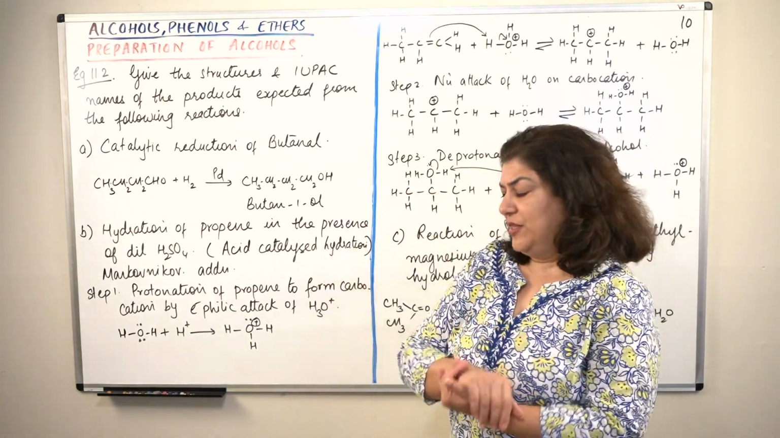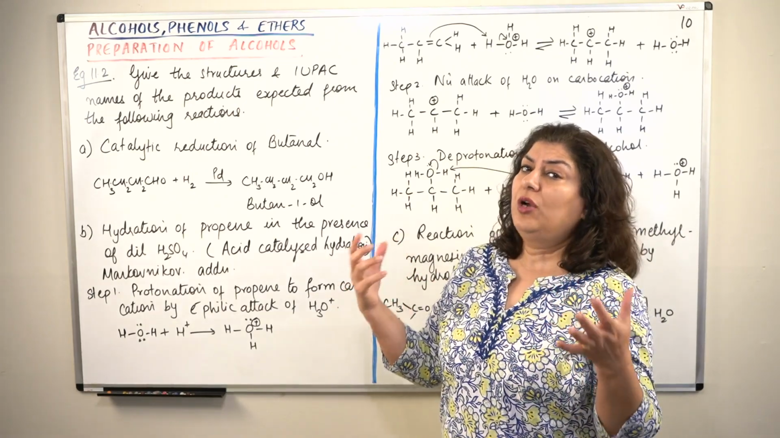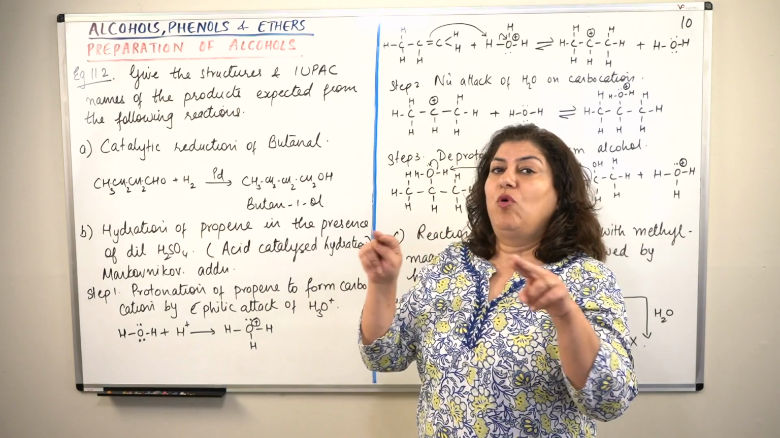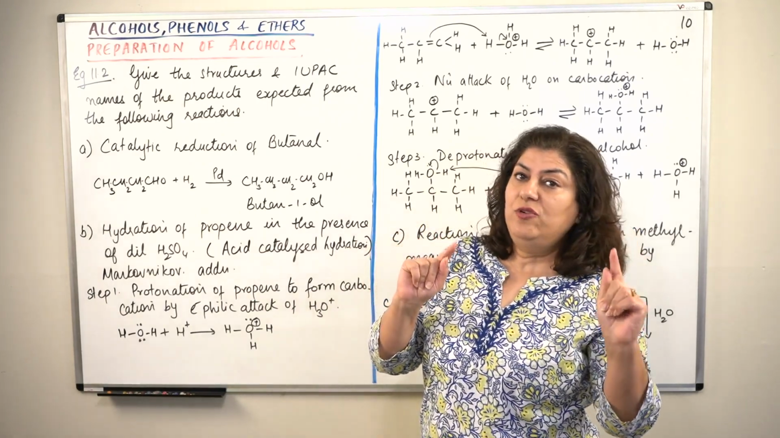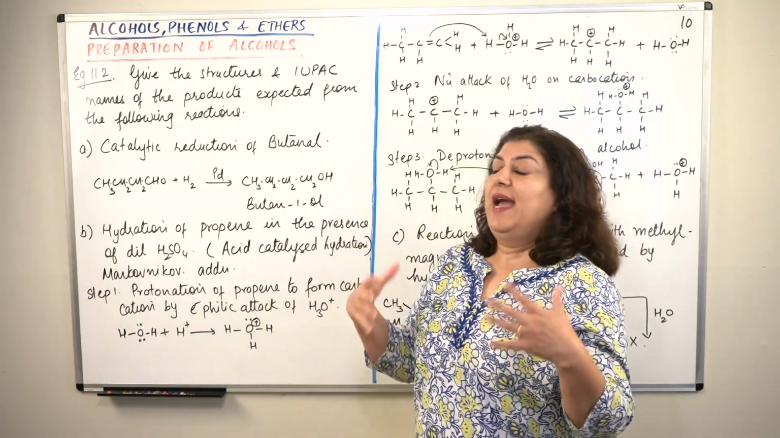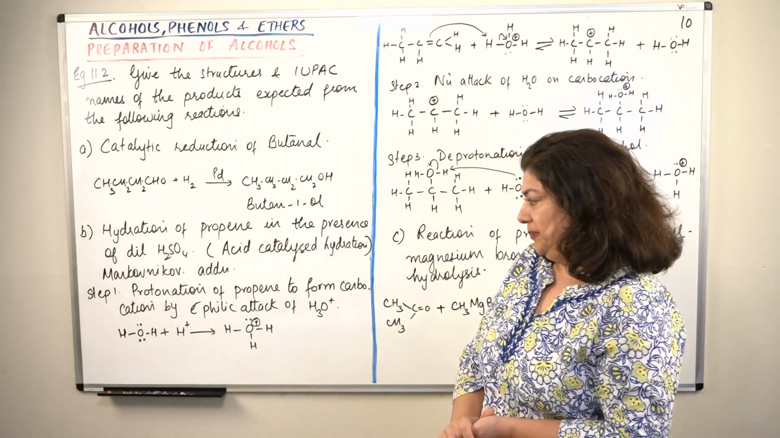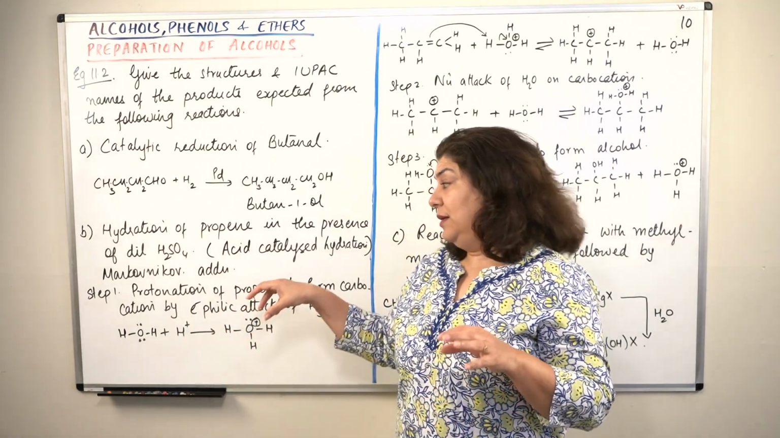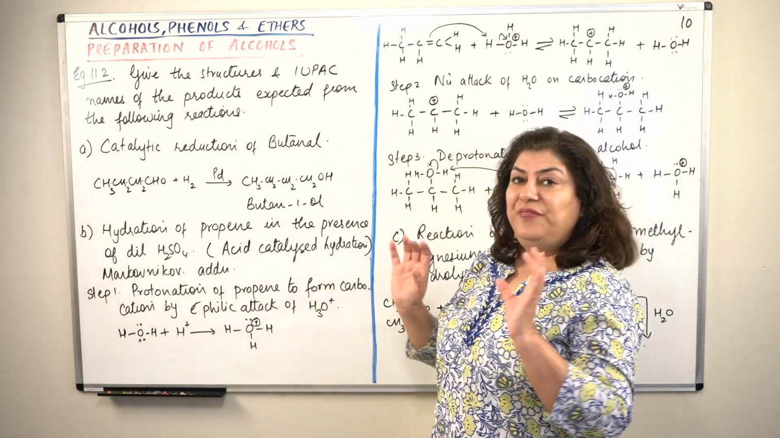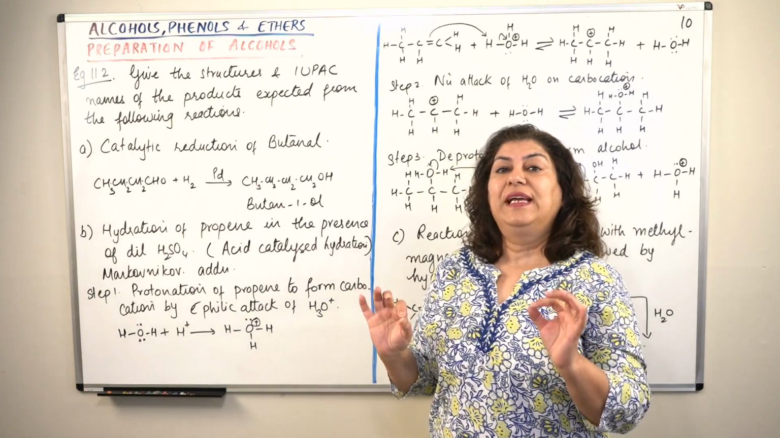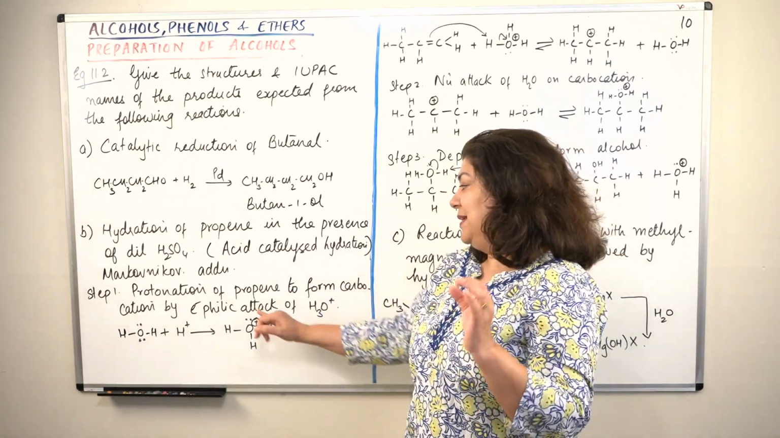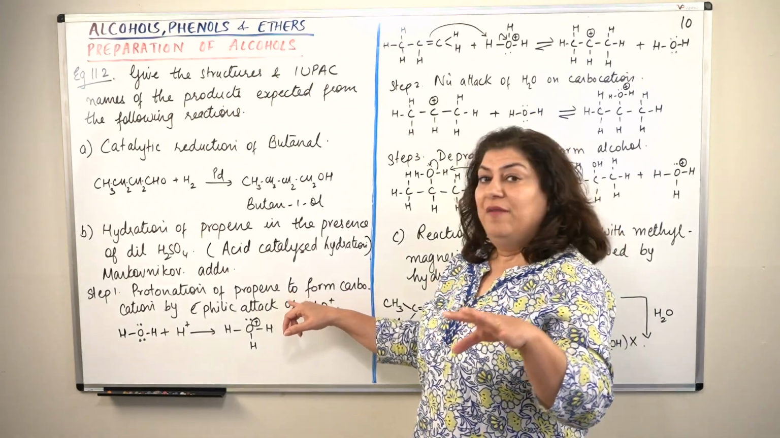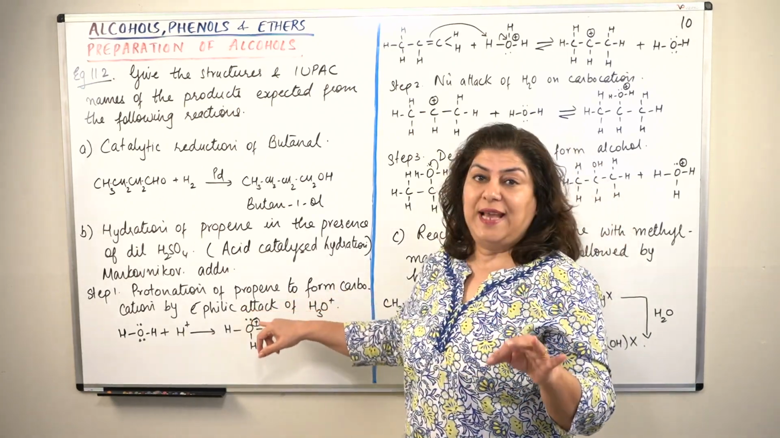What are the steps of this reaction? We know that Markovnikov addition is going to take place, and the addition is of water. Wherever the double bond breaks, one carbon is going to get hydrogen, the other one is going to get OH, and it will turn into an alcohol. Since it is a Markovnikov addition, you should know the mechanism. In the first step, an electrophilic addition takes place. So, protonation of propene. Protonation takes place, which is an electrophilic attack.